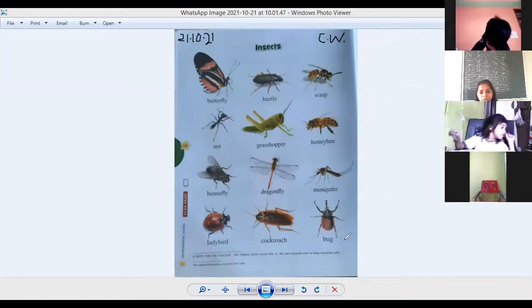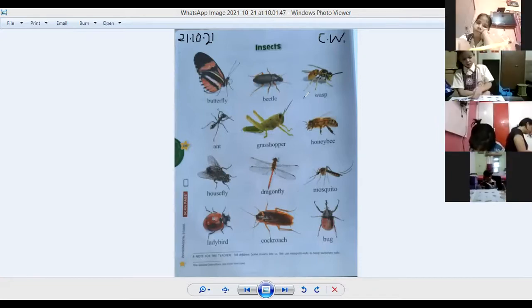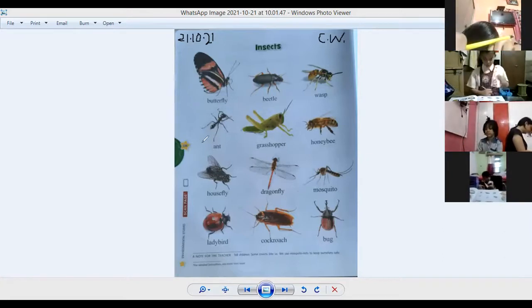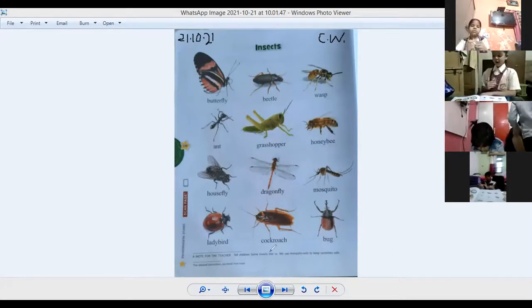From all the animal kingdom, 85% of the animals are insects, and insects are small animals. Small animals with 6 legs are insects, and a few insects are butterfly, beetle, wasp, ant, grasshopper, honeybee, housefly, dragonfly, mosquito, ladybird, cockroach, and bug. Okay.